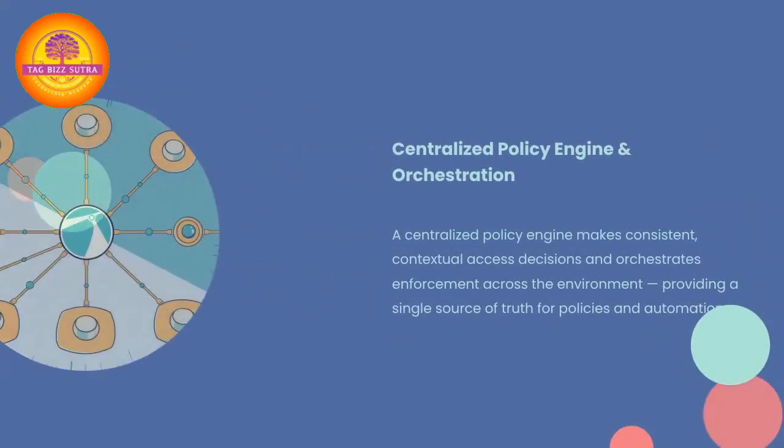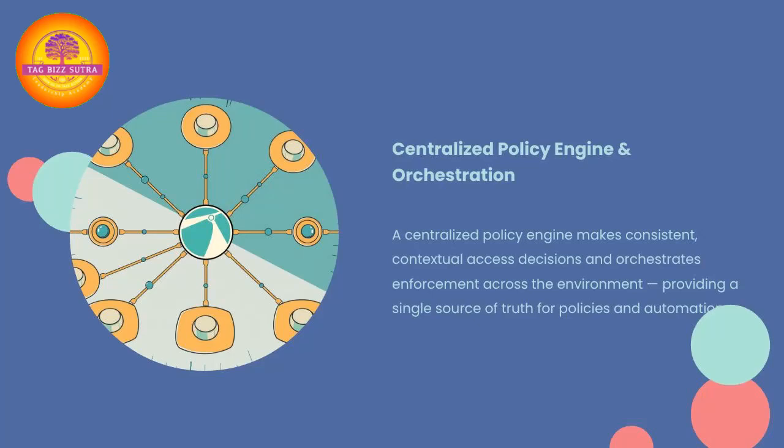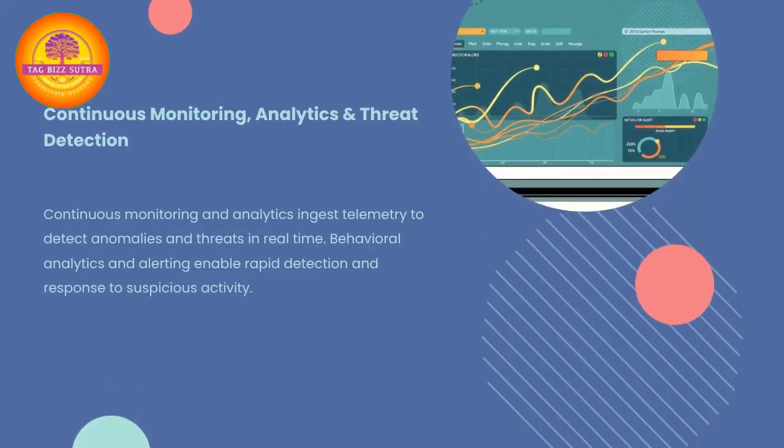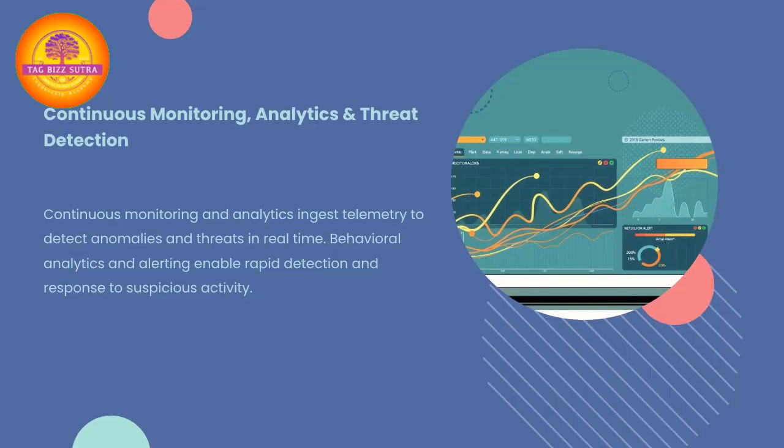A centralized policy engine makes consistent, contextual access decisions and orchestrates enforcement across the environment, providing a single source of truth for policies and automation. Continuous monitoring and analytics ingest telemetry to detect anomalies and threats in real time. Behavioral analytics and alerting enable rapid detection and response to suspicious activity.